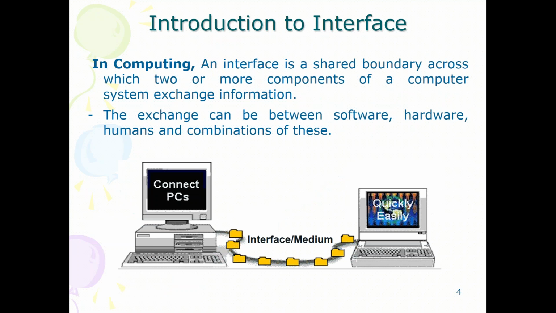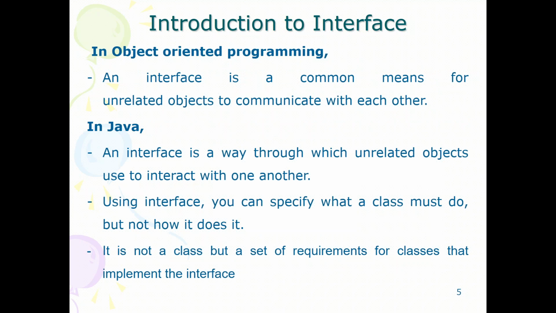Now look at the introduction to interface, again in a real-life scenario. In computing, an interface is a shared boundary across which two or more components of a computer system exchange information. The exchange can be between software, hardware, humans, and a combination of these, right? Okay, that is the real scenario. Next, coming to the next one.